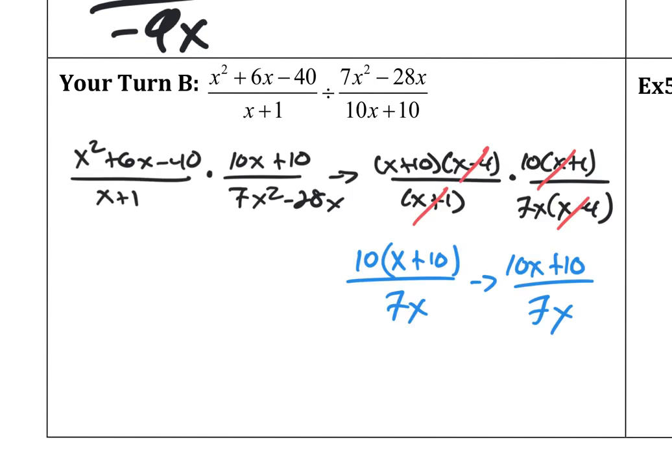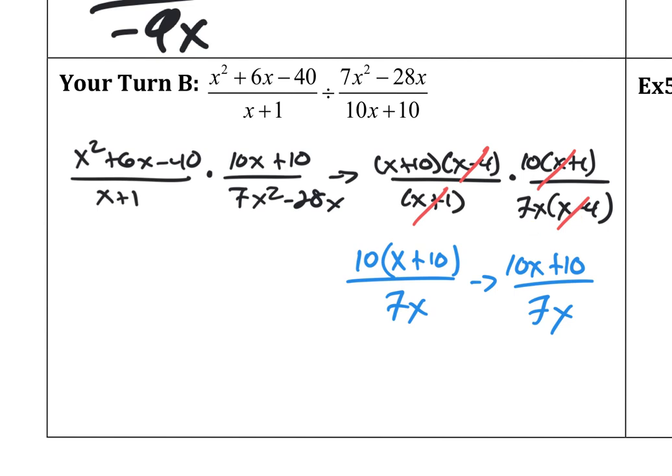Okay, so let's go ahead and look at my steps here. My first official step was to take this second expression, and instead of writing it as a division problem, I multiplied by the reciprocal. After I did that, I factored my terms. I factored the first numerator to be x plus 10 times x minus 4. The x plus 1 doesn't factor. For my second expression, I saw I could take out a greatest common factor of 10 in my numerator, so I took that out. I had x plus 1 left over. And then in my third expression, I noticed that it had a common factor of 7x, so I took that out, and I was left with an x minus 4.